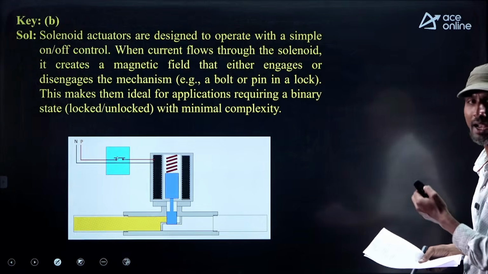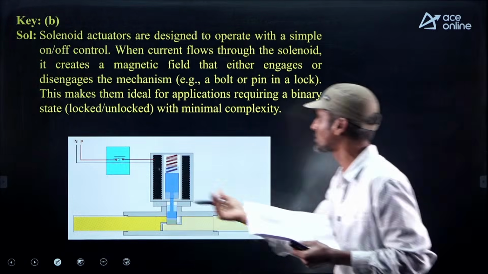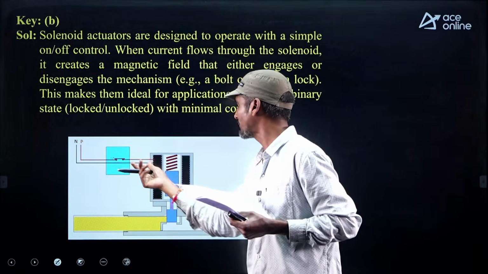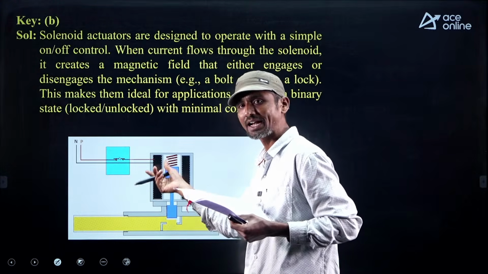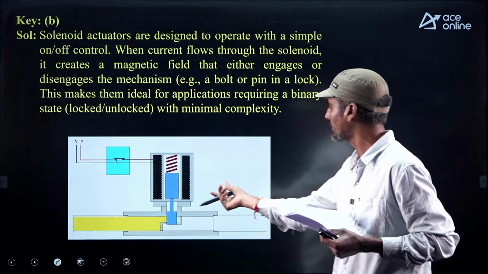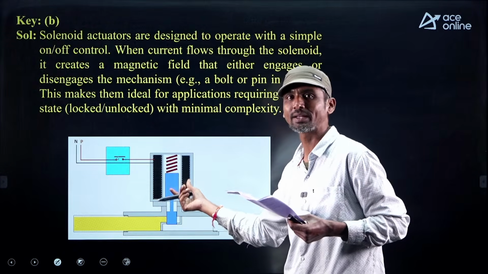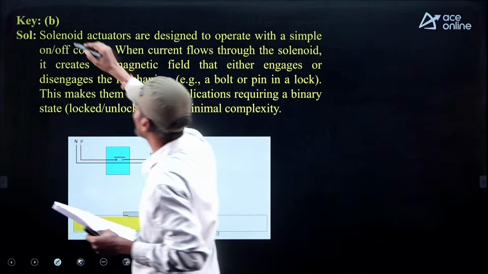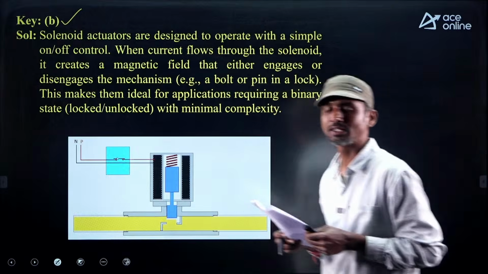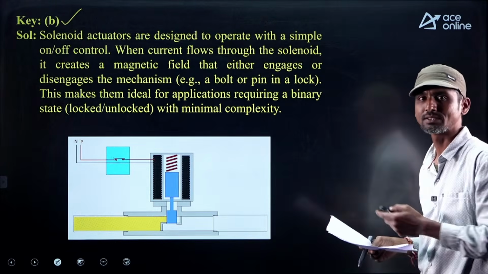In the animation we can see that when the current flows through the respective circuit, the current develops a magnetic field. With that we can make the actuation of the mechanical elements, through which we can make the on off conditions. So the correct answer for this question is option B. These are the questions concerned to material science. Thank you.